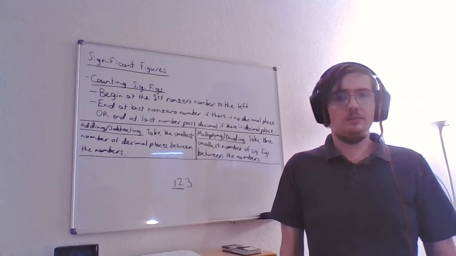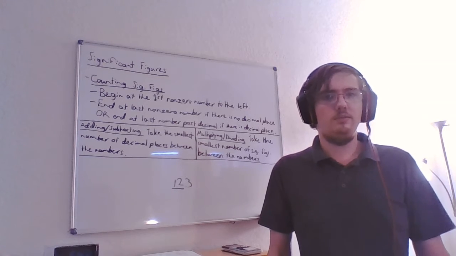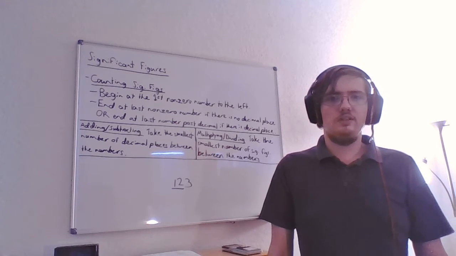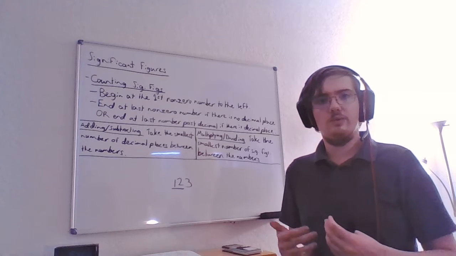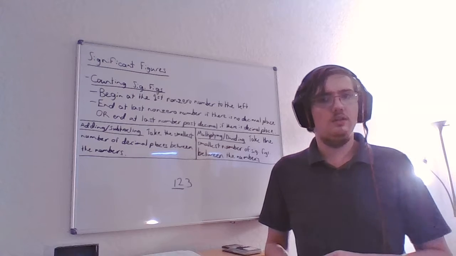In this video, I'm going to be talking to you about significant figures, also known as significant digits by some people. So, first off, a brief explanation of what a significant figure is. A significant figure is basically a digit that we are pretty confident is close to the right digit.